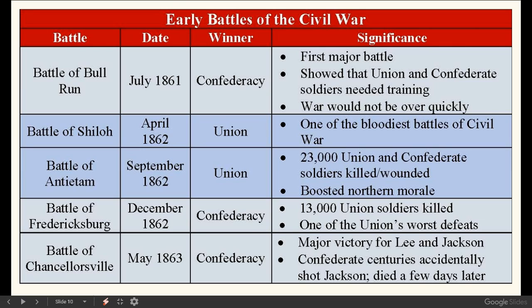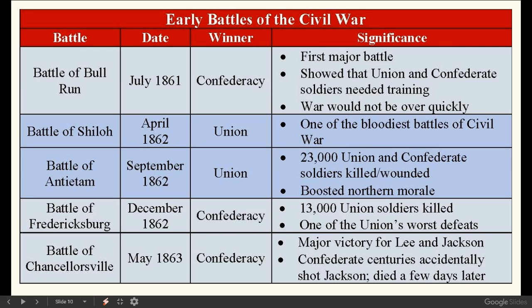A couple of Union successes here at the beginning in 1862, the Battle of Shiloh, which was one of the bloodiest battles of the Civil War, and the Battle of Antietam. 23,000 Union and Confederate soldiers were killed or wounded at this battle, but this victory was kind of in the face of waning Union support in the North. And so this boosted the Northern morale and actually is the catalyst for when we see Lincoln announce the Emancipation Proclamation, which we'll get to in a second.